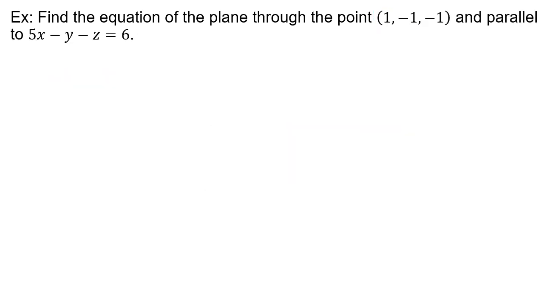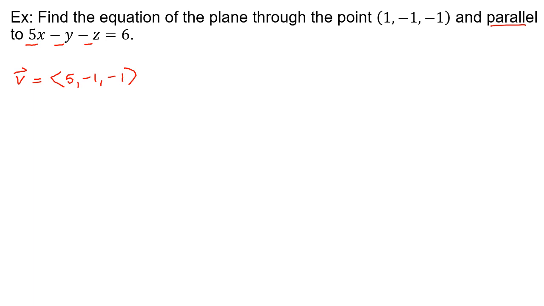Okay, find the equation of a plane through the point 1, negative 1, negative 1, and is parallel to this plane, 5x minus y minus z equals 6. Since they're parallel, they have to have the same normal vector. And so the 5, the negative 1, and the negative 1 in front of the x, y, and the z would be my vector v that I would use.